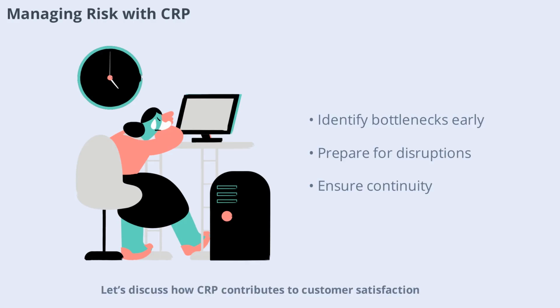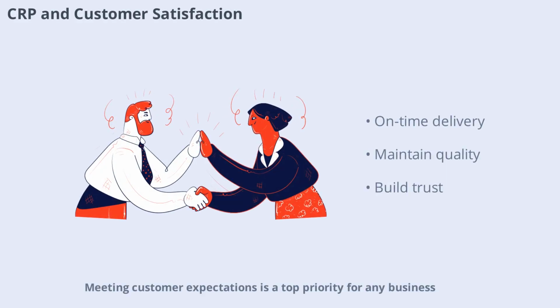Let's discuss how CRP contributes to customer satisfaction. Meeting customer expectations is a top priority for any business. CRP plays a vital role by ensuring that production schedules are realistic and achievable. This means orders are delivered on time, quality is maintained, and customers are kept happy. By aligning capacity with demand, companies can build stronger relationships and enhance their reputation in the market.